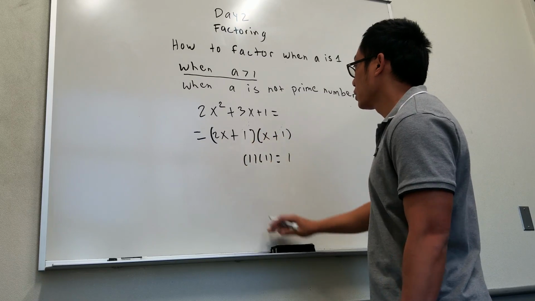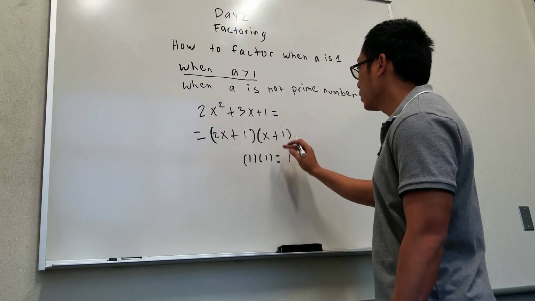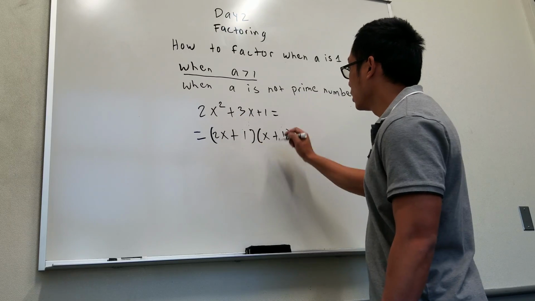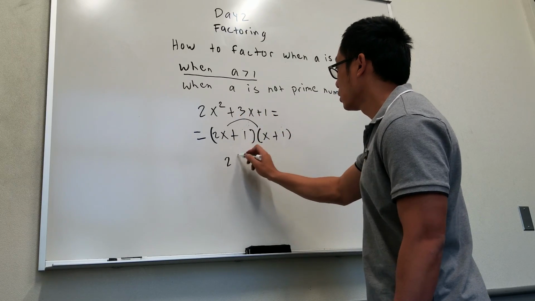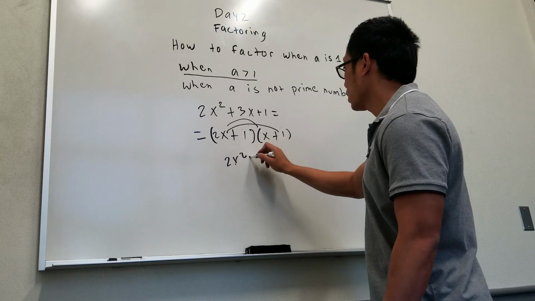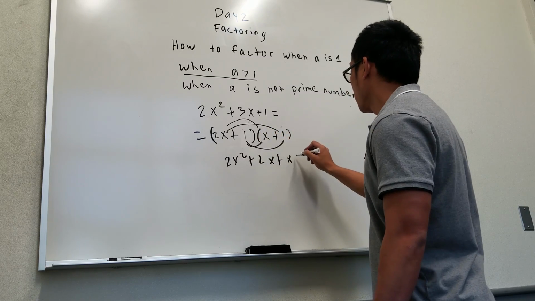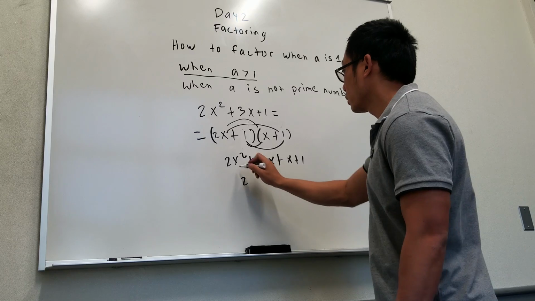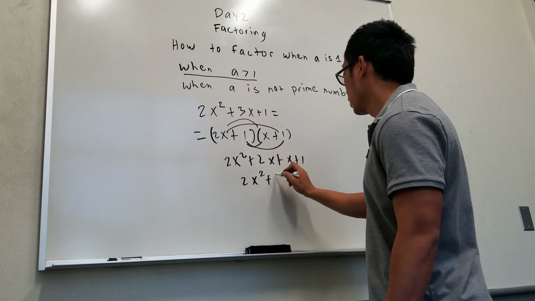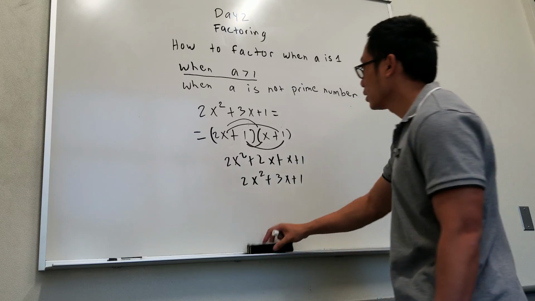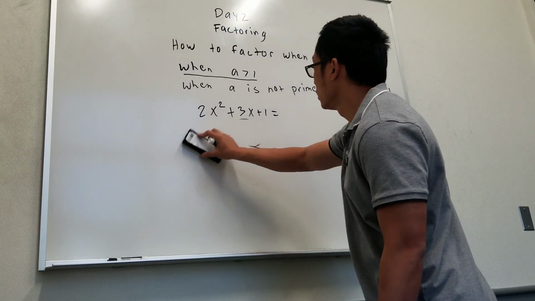But add up to 3, just from here I can see if I tried 1 and 1, it works, because if I FOIL it, I'm gonna have this. Let's just check. 2x squared plus 2x plus x plus 1. There you go. That works. Okay, so let's try another one.